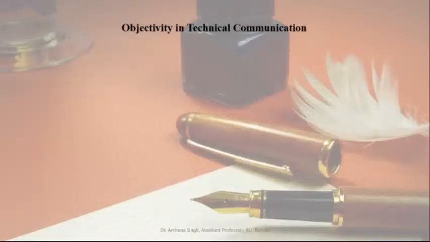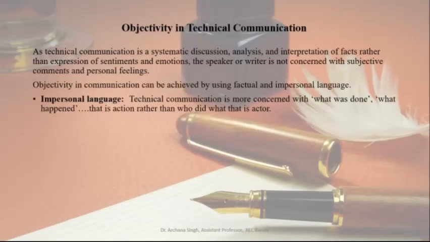Now, objectivity in technical communication is important. See, technical communication is a systematic discussion, analysis, and interpretation of facts rather than expressions of sentiments and emotions. There is no place for sentiments and emotions in a technical document. So basically, the writer or the speaker is not concerned with subjective comments and personal feelings. You can achieve objectivity by using factual and impersonal language. Impersonal language means the focus is on the work, what was done and what happened, rather than who has done this work.